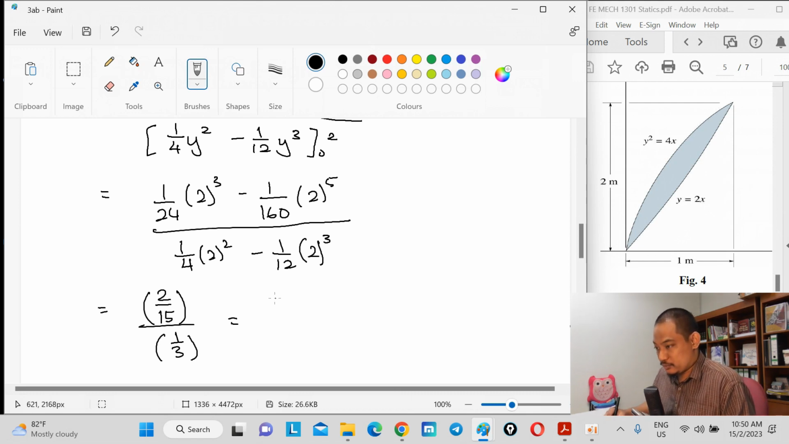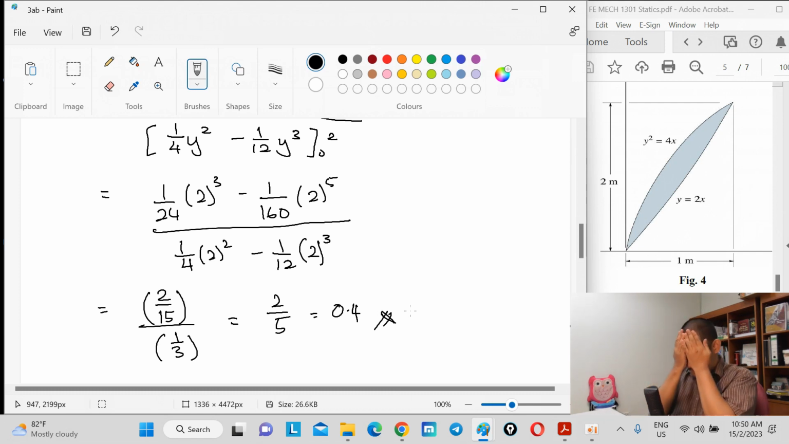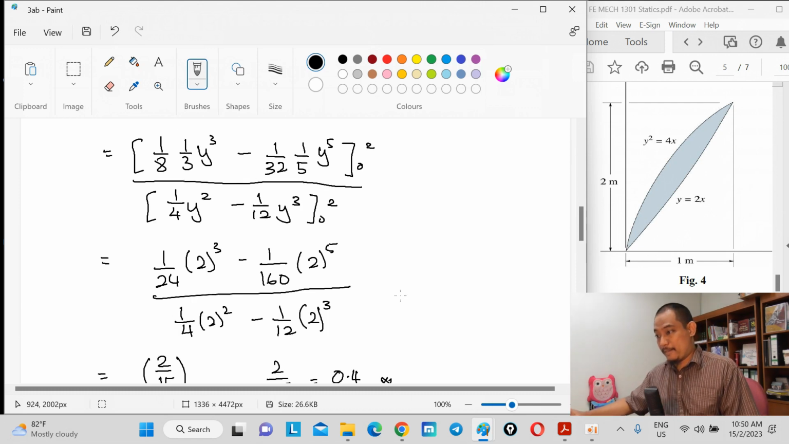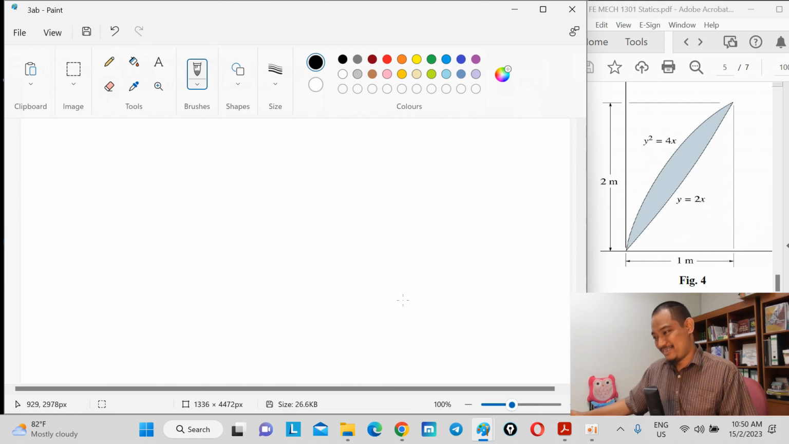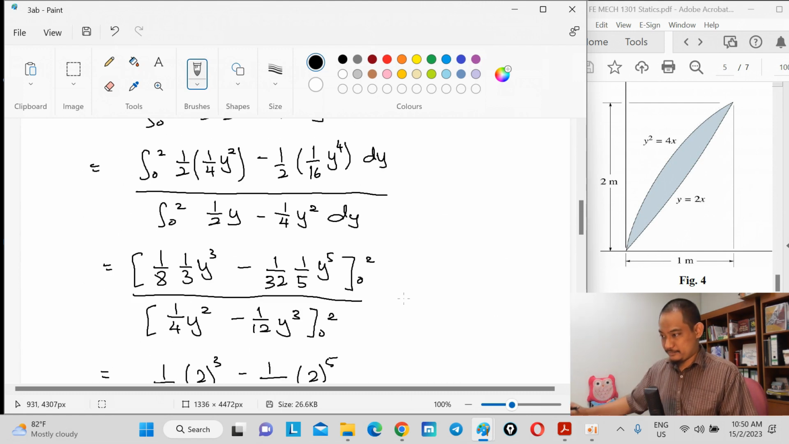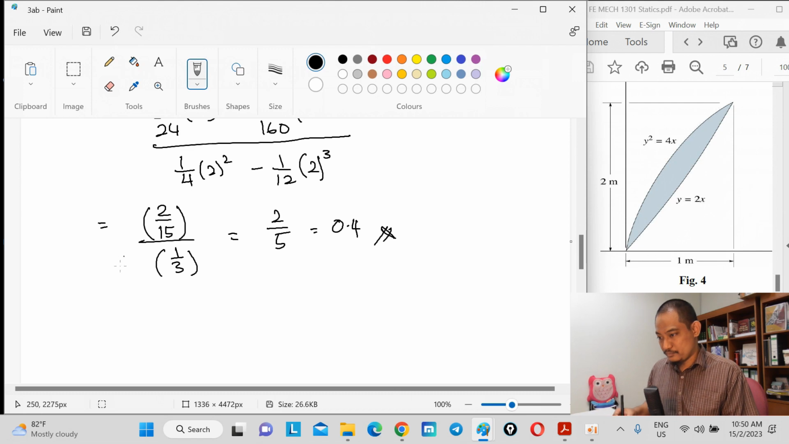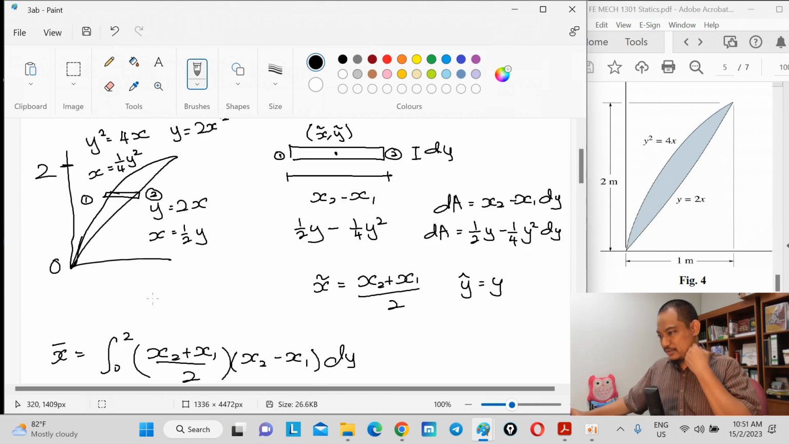2 over 5 or 0.4. Okay, no, that's not the full answer. That's just the x coordinate. What about the y coordinate? Okay, so for the y coordinate, the equation is already there, right? So we can straight away do it.